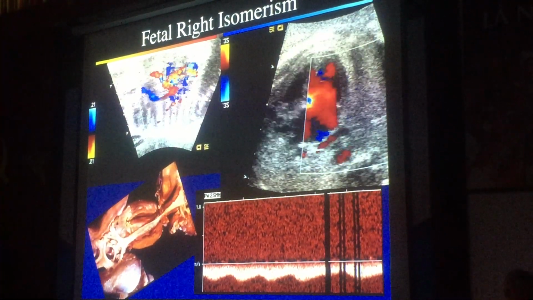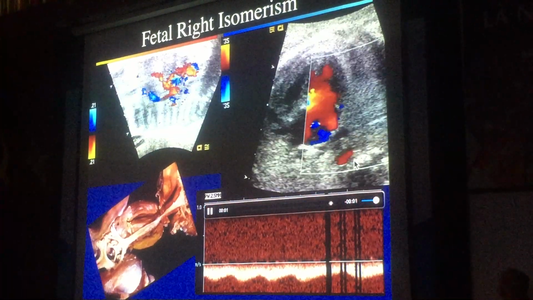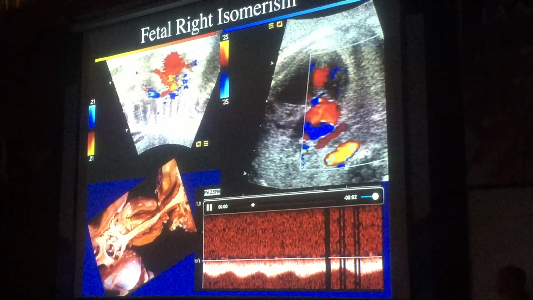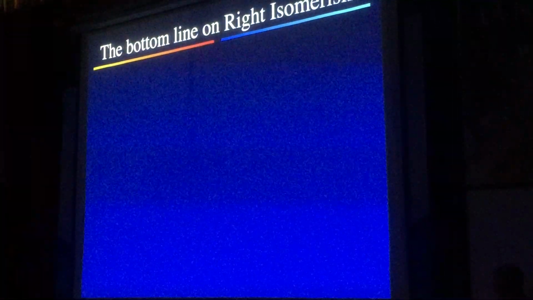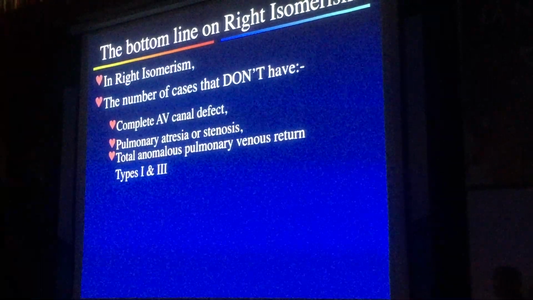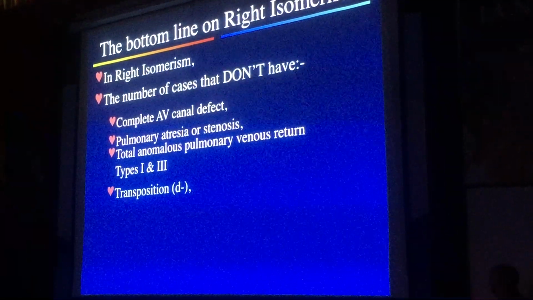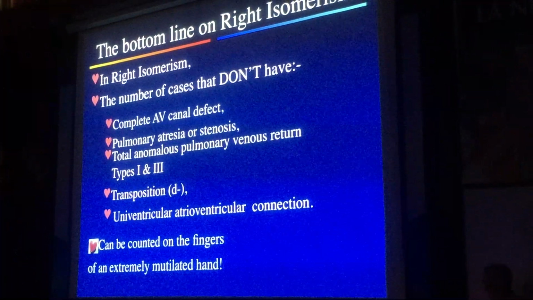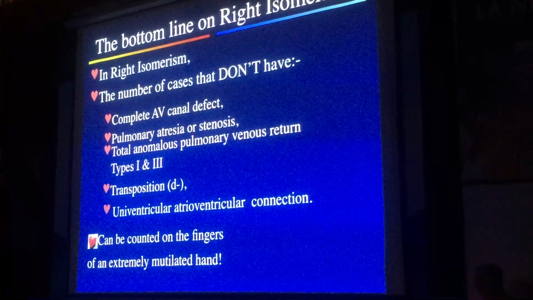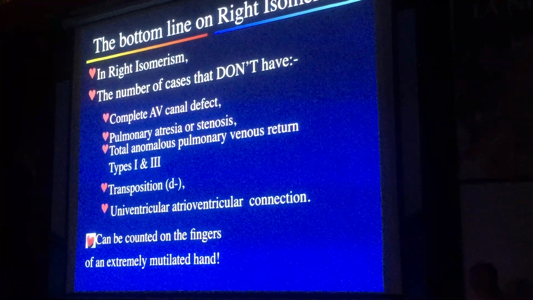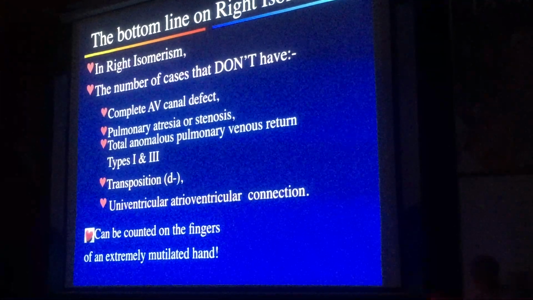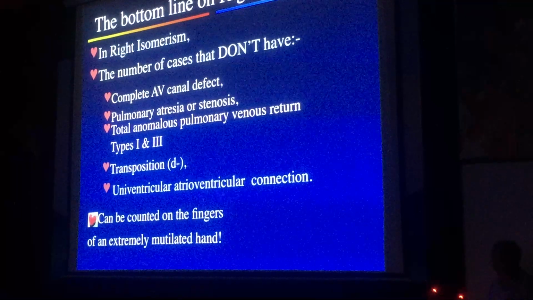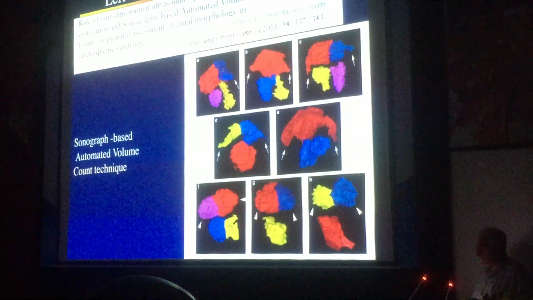Now there's veins going below the diaphragm. Here's the descending aorta pulsating, and then just in front of this you see this collection of blood flow going down to the atrium, indicating a right isomerism with interruption of the veins below the diaphragm. So the bottom line, in right isomerism, those number of cases that I've mentioned that don't have an AV canal, pulmonary atresia, anomalous veins, deep transposition, and atrioventricular can be counted on the fingers of a mutilated hand.